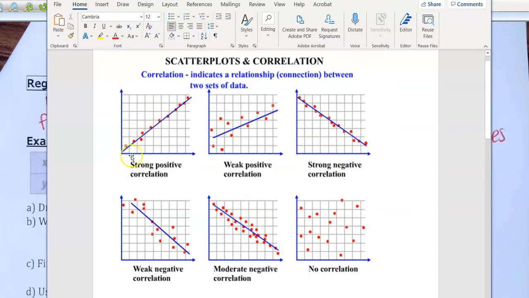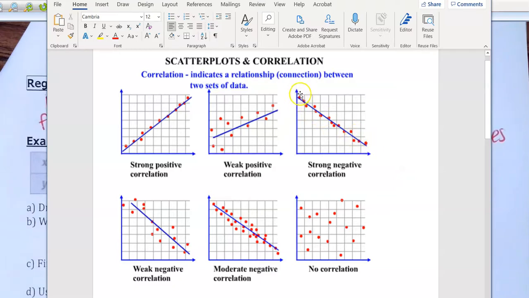So here's a data set in this first picture. You can see I'm going up and to the right, so that would have a positive slope. And you can see the points are really close to that line. A lot of them are on the line, so this is what we'd call strong positive correlation. This one here, the data points are still kind of going up in that positive direction from left to right, but they're not as close to the line as the previous data set, so that's called a weak positive correlation.